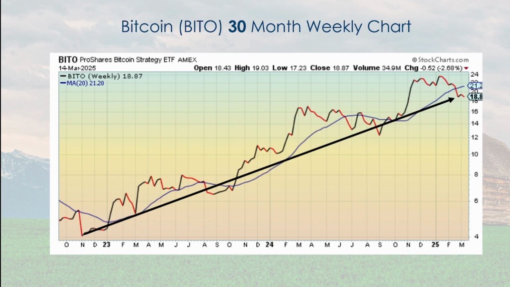Bitcoin has been coming down for the last couple of months, and you can see that. It's not showing any strength. I don't know why that is. It may be supply and demand, but it's not following the pattern of gold and silver.